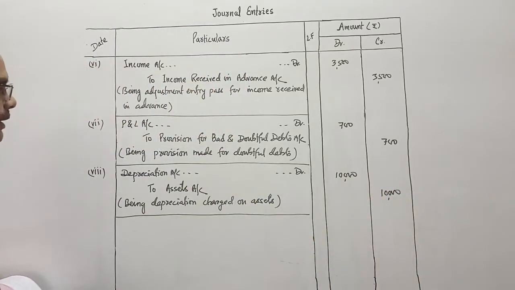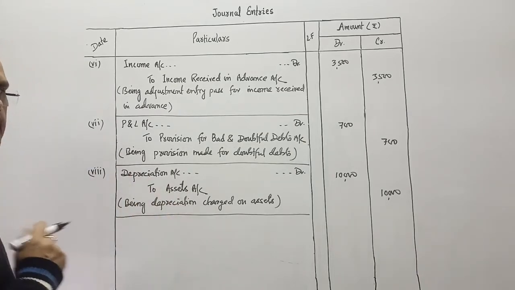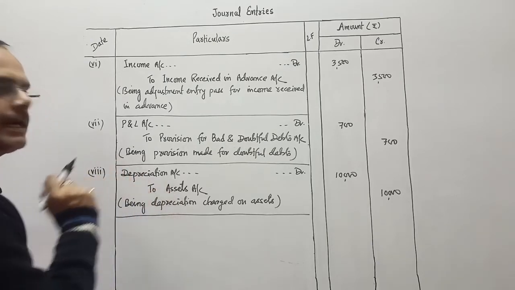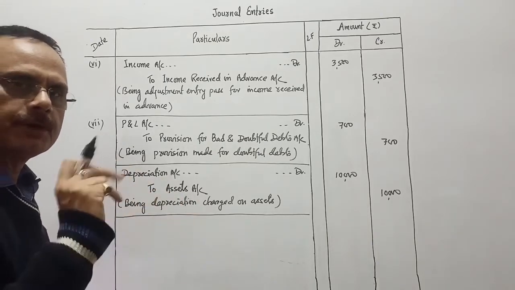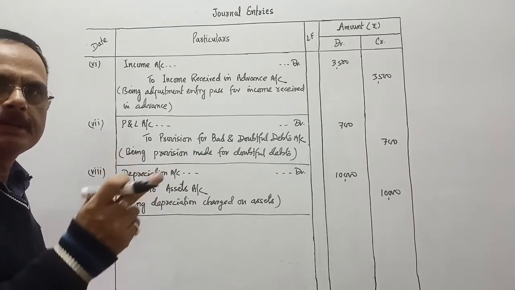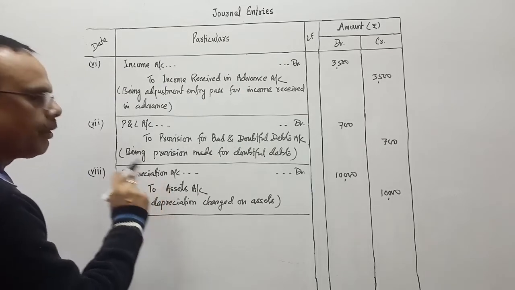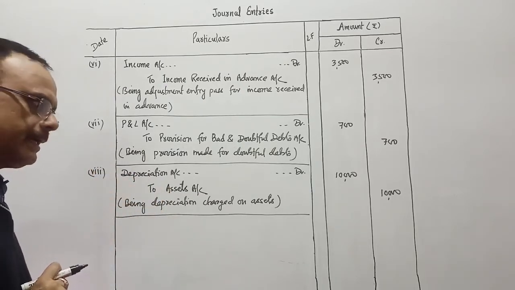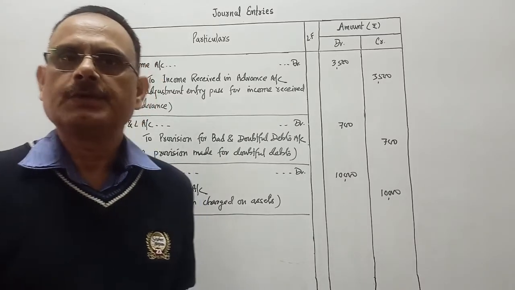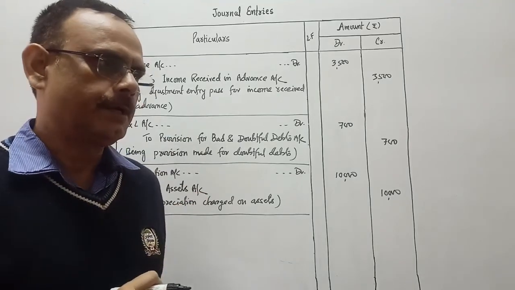Suppose the depreciation is on machinery, then depreciation account debit to machinery account. Depreciation is on building, then depreciation account debit to building account. If depreciation is on furniture, then depreciation account debit to furniture account. If depreciation is on equipment, then depreciation account debit to office equipment account. Is it clear?